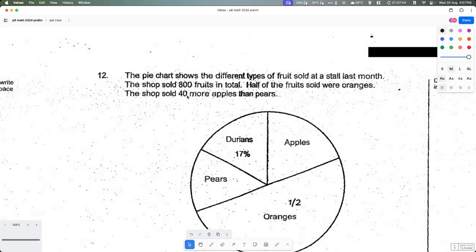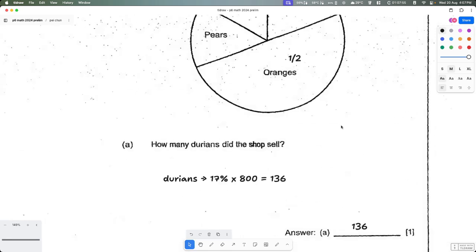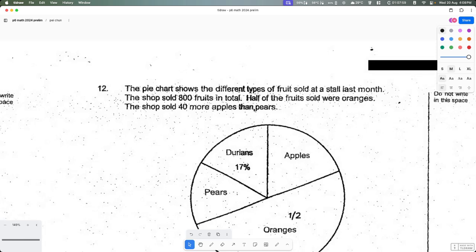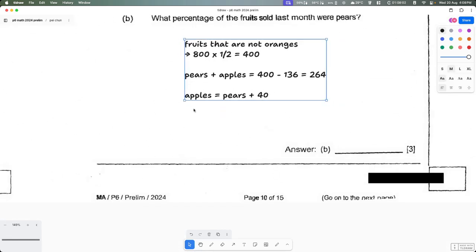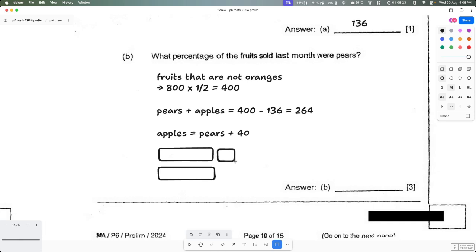We know the shop sold 40 more apples than pears, so that means apples is equal to pears plus 40. Okay, so the shop sold 40 more apples than pears. So apples equal to pears plus 40 is basically, if you were to write this down, it looks something like this, right? You have apples, you have pears, and then apples is basically 40 more. So I'm gonna write here apples and then pears. That's what you see over here. Let me just put another space. So apples and pears are like this.